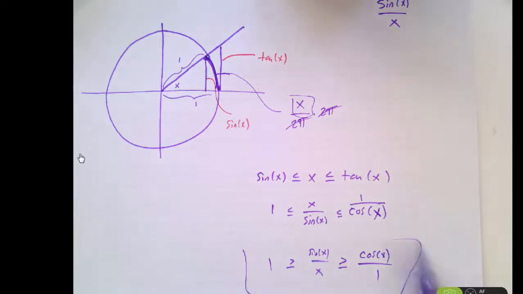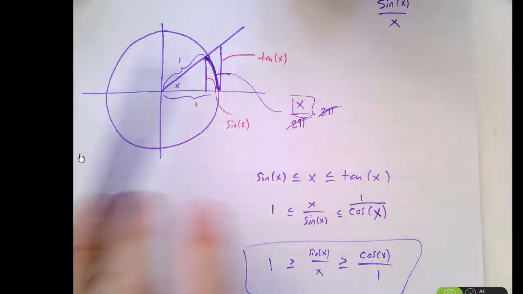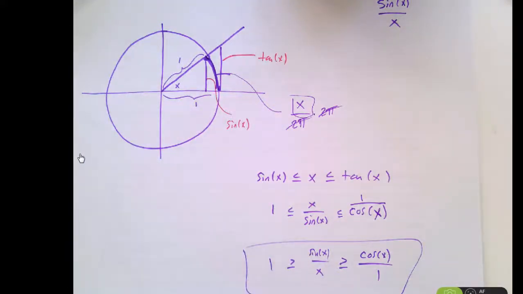Aha! We recognize this from the graph that we had before. We have sine x over x as being bounded below by just cosine x and above by 1. So using just straight geometry, we verified that the functions that looked like they were bounding actually are bounding.